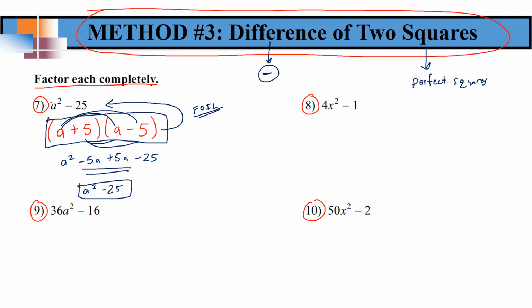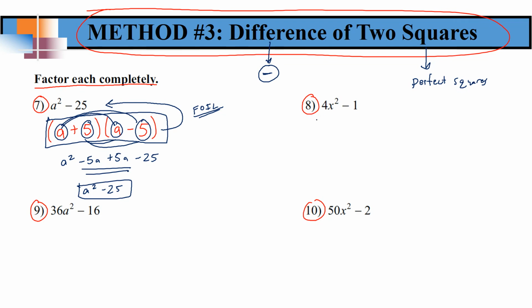The square root of the first term goes in the first position here and the first position here. The square root of the second term goes in this second position here and second position here. And the only difference between the 2 expressions is that one of them has a positive sign and one has a negative sign. Let's try another one.